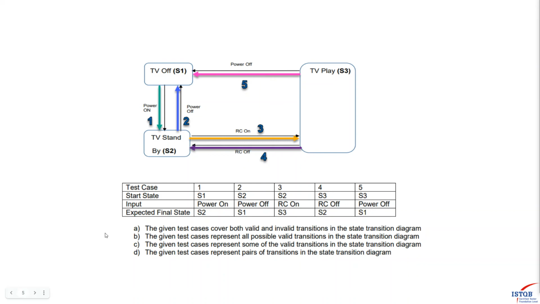Let's check answer B. The given test cases represent all possible valid transitions in the state transition diagram. And we already know that it is correct, because we checked this when we tried to check answer A. But ISTQB is tricky theory. Because of that, we suggest to check all answers anyway.